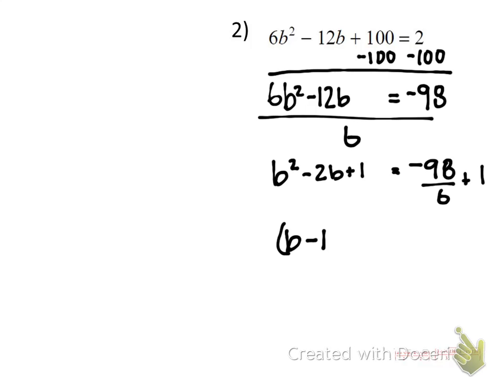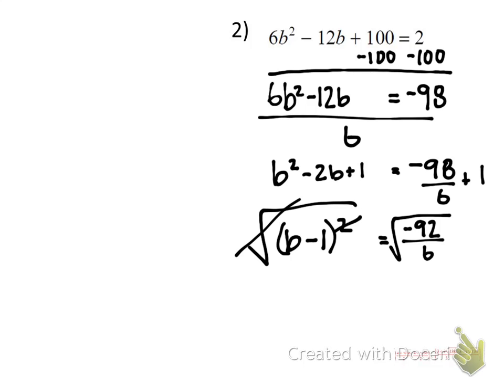We got b minus 1 squared is equal to negative 92 over 6. Okay. Take the square root of both sides. Square cancels out with a square root. And we take the square root of the right side.